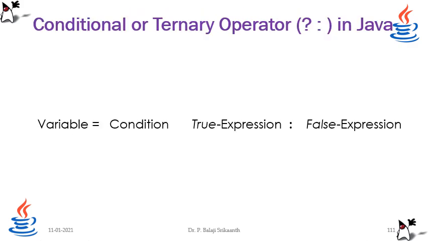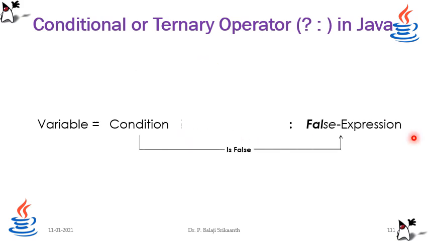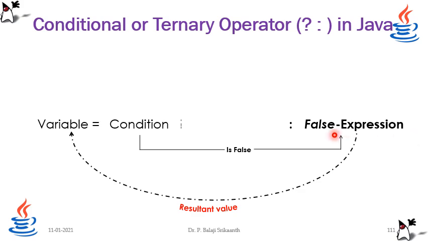Conditional operator explained again. It checks for the condition. If the expression is true, this is the true expression. If the expression is false, automatically this value will be assigned to this variable.